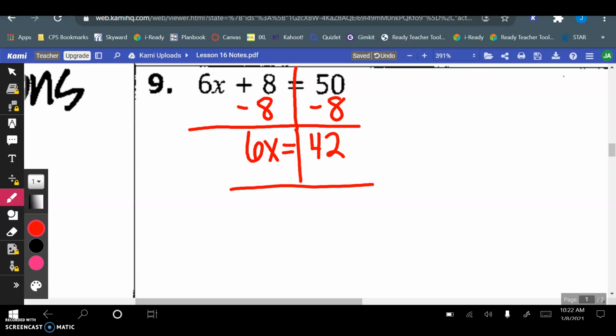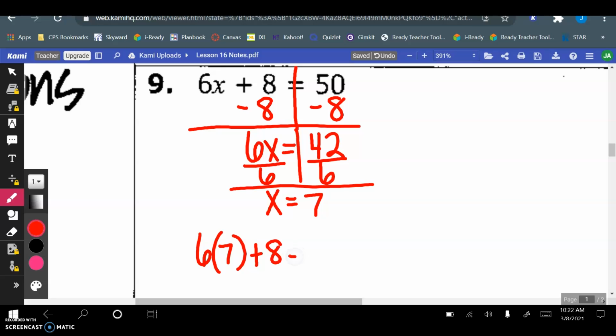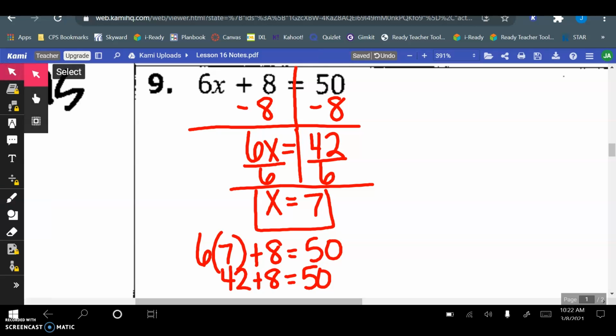And then we have 6x, and that's multiplication, so we're going to have to divide to cancel that. We would be left with x, and 42 divided by 6 would be 7. And remember, you can always check your answer by plugging it back in. So if we did 6 times 7 plus 8, would we get 50? That is 42 plus 8, which is equal to 50, and that is true. So then we know our answer is true. So you can check all of your work on these.